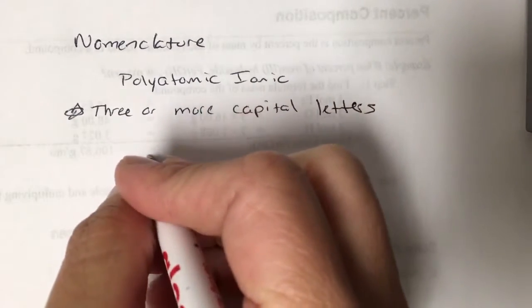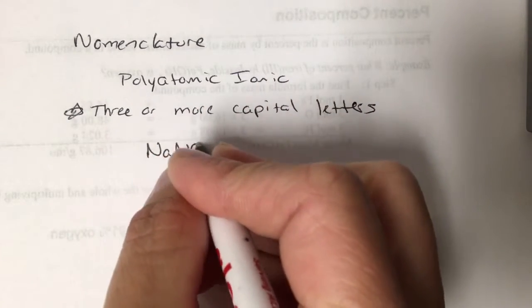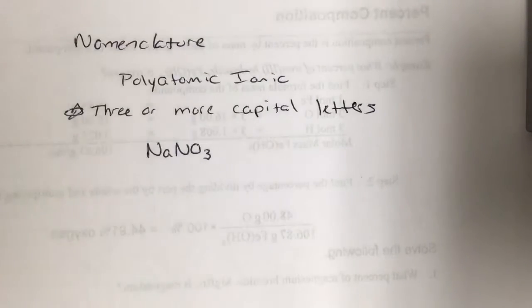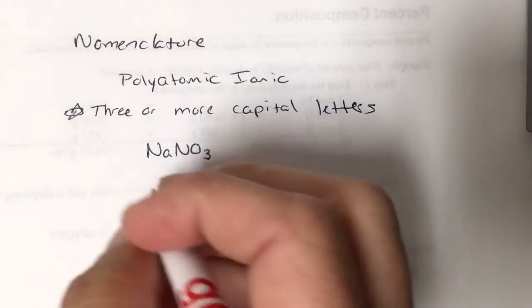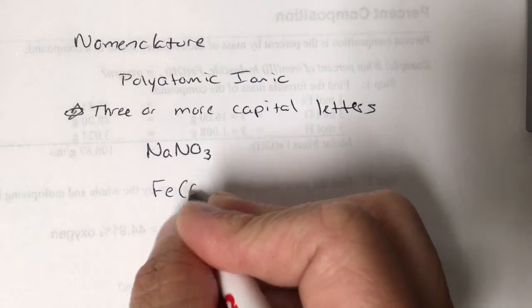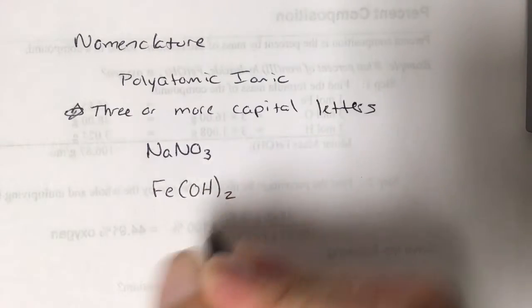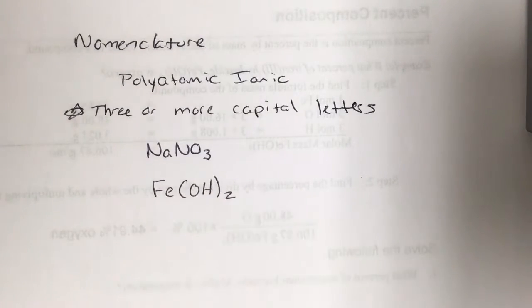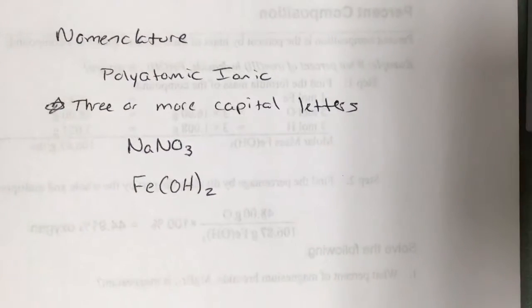So when we see that, 3 capital letters, we know that's polyatomic ionic. There's a polyatomic ion in there somewhere. Again, we see that there's 3 capital letters in there. We know there's a polyatomic ion in there somewhere. So binary have 2 capital letters. They have their own set of rules. Polyatomic ionic have 3 or more capital letters. They have their own set of rules.